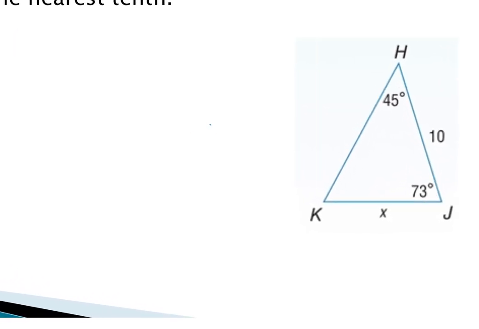So I need a pair of information. As I look at this problem, I see this 10. It is all by itself. This is the side length. In order to use law of sines, I need the angle that it's across from, which is currently not there. So I need that angle K. I have side K, I need that angle K.